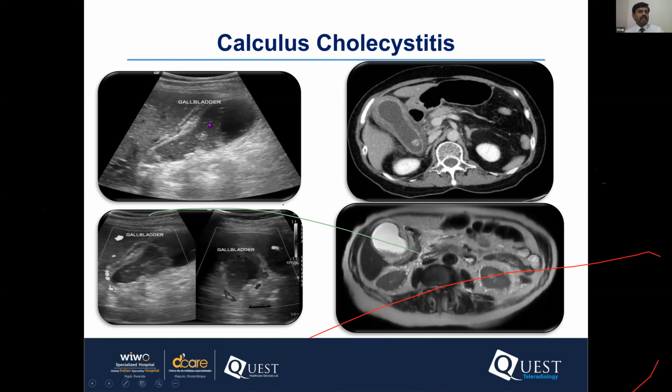Here, we have calculous cholecystitis, that is inflammation of the gallbladder due to a stone and sludge around. Sludge is basically sedimentation of the bile. And here we are seeing an inflamed gallbladder on CT. Similar findings are reflected on the CT with some amount of pericholecystic fluid. On MRI again, we are seeing the same things.